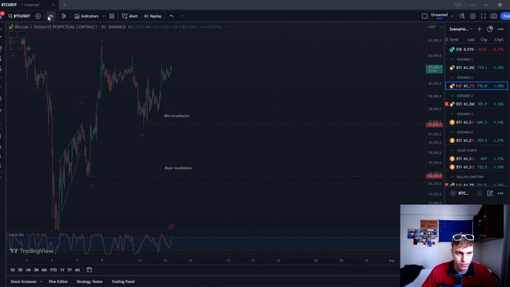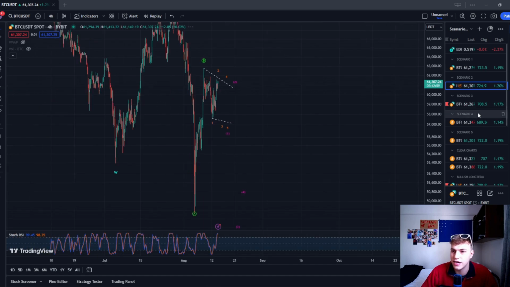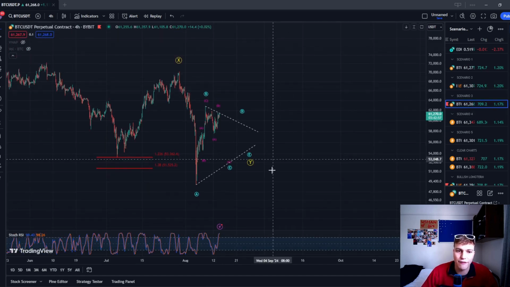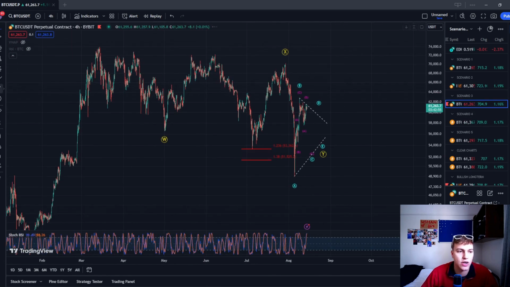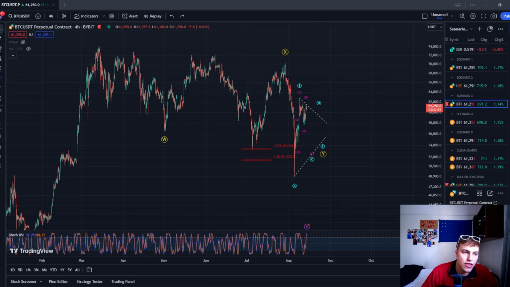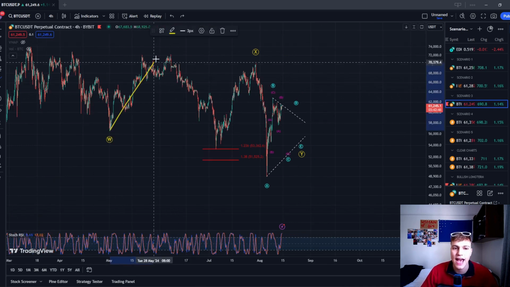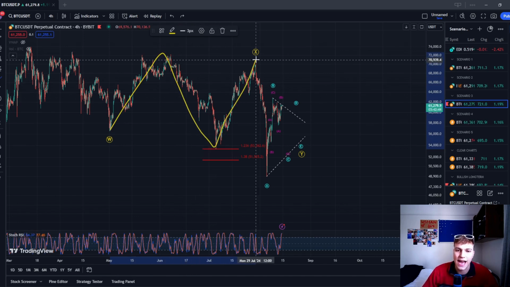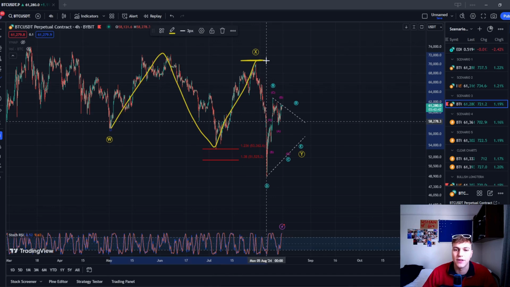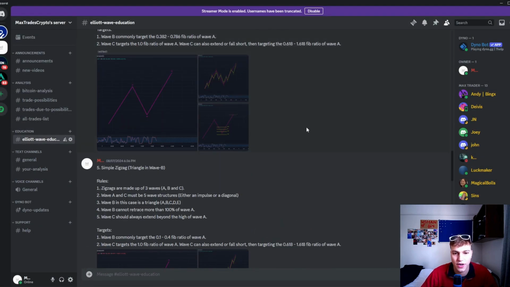Now, going to the second scenario on the chart, actually sorry, this one, we have an unfinished WXY, a W, X and a Y. In this wave X we have something called an expanding flat, an A up, B down and C to the upside.